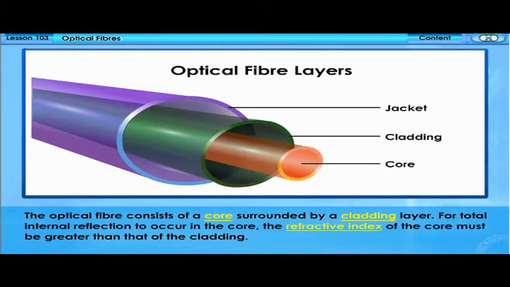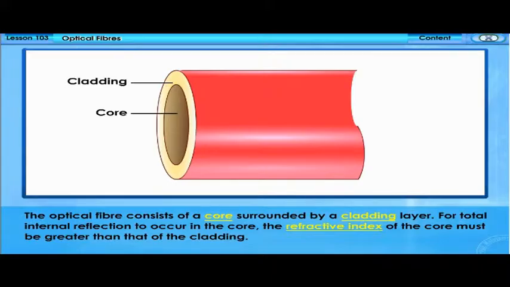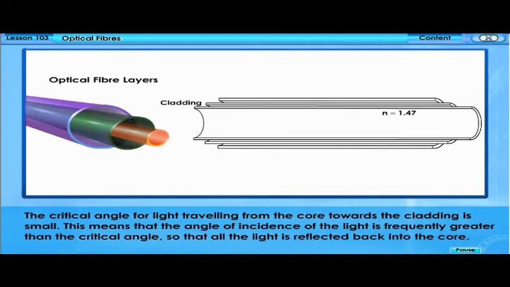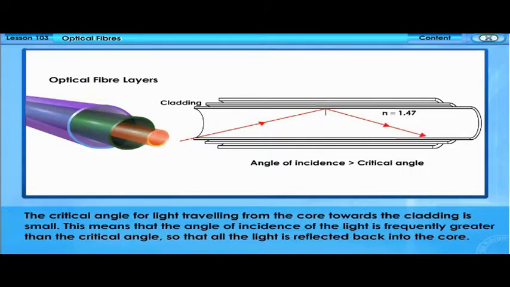The optical fiber consists of a core surrounded by a cladding layer. For total internal reflection to occur in the core, the refractive index of the core must be greater than that of the cladding. The critical angle for light traveling from the core towards the cladding is small. This means that the angle of incidence of the light is frequently greater than the critical angle, so that all the light is reflected back into the core.